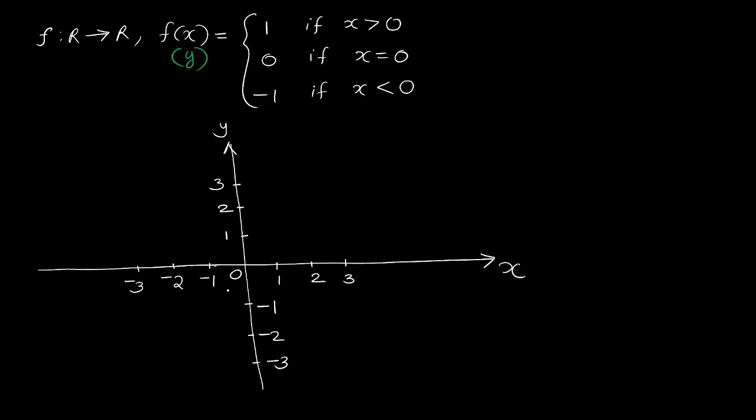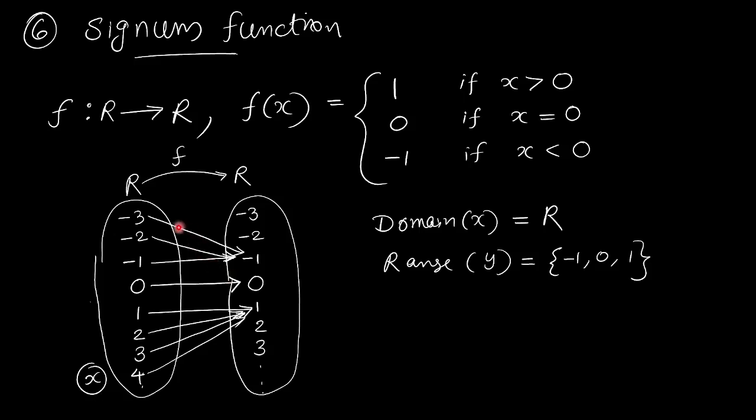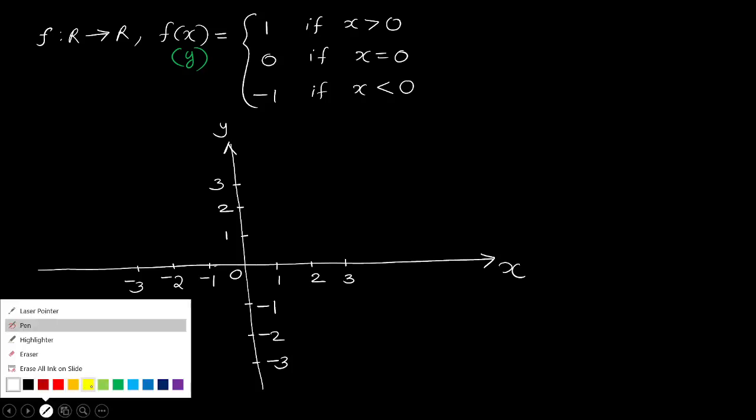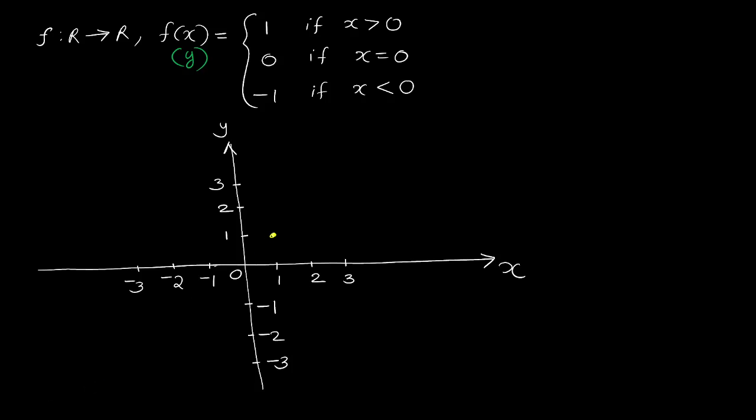So when x equal to 1, y equal to 1. Is it correct? Look at the arrow diagram, so I can discuss easily. When x coordinate equal to 1, the corresponding value of y will be 1. So the point (1, 1) is there. Let me plot it. Table is not required.